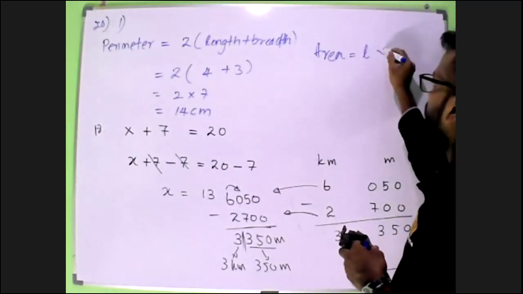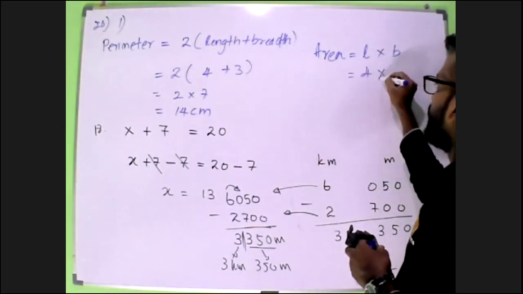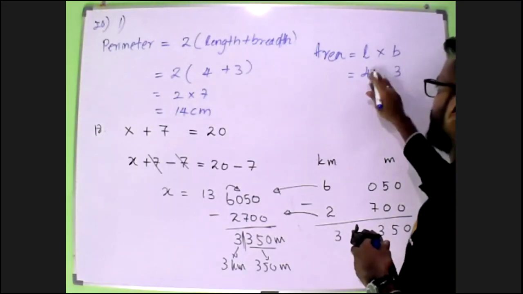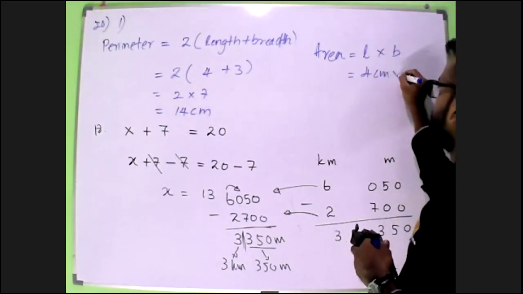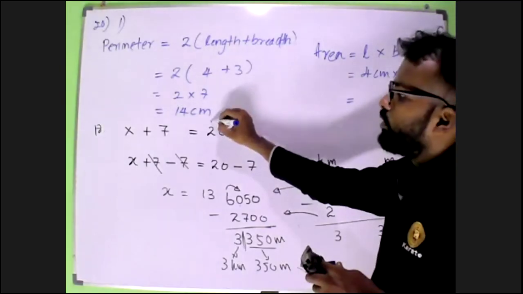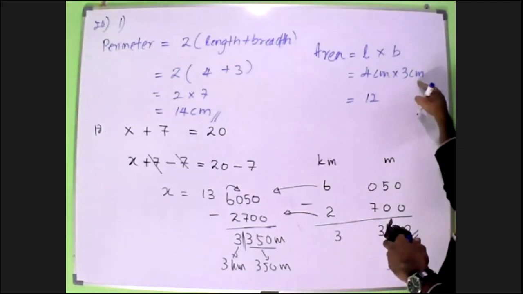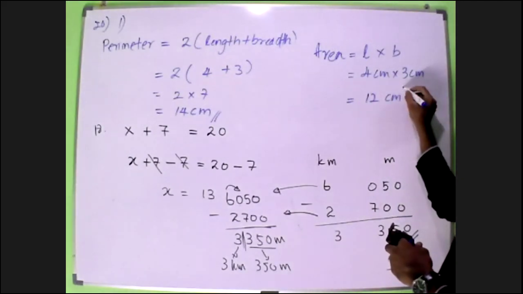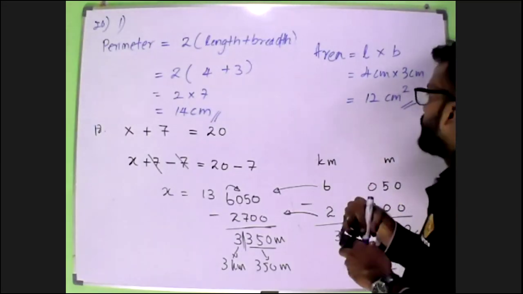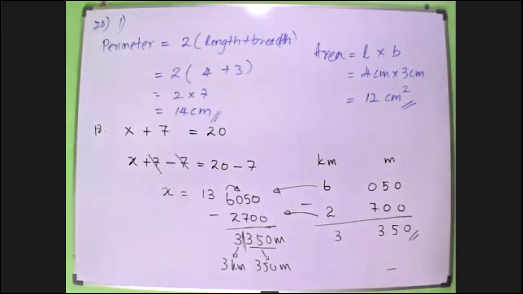Length multiplied by breadth or width. Length is 4, breadth is 3, right? These are all centimeters. The unit is essential. 4 times 3 is 12 centimeters times centimeters, so centimeters square, square centimeter. 12 square centimeters. So that is the answer for the 20th one.